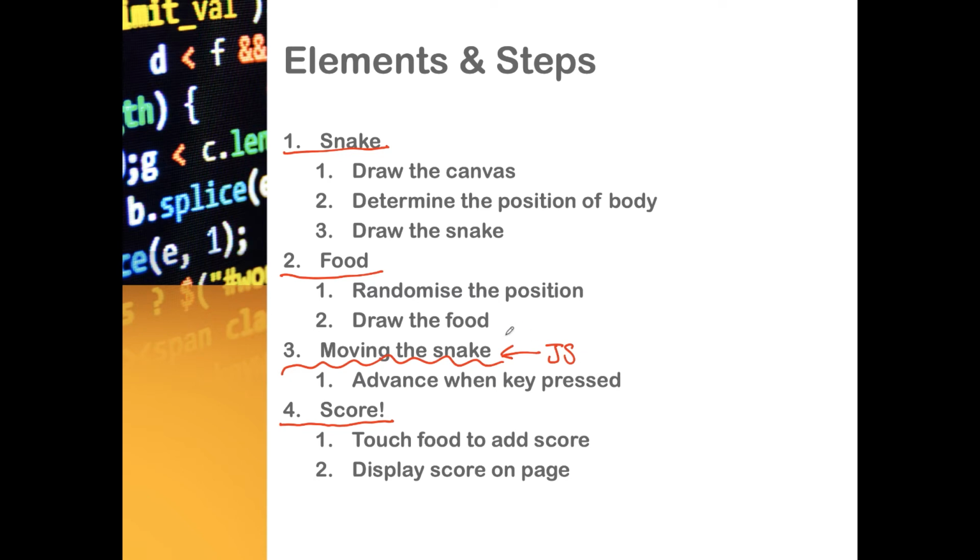And the third part, I think, is the most interesting and fun part, which is to advance the snake and how to detect a key. When the user presses a key, how to determine if it's an arrow key, if it's up, down, left or right, and how to move the snake according to what the user has pressed. And the final part is the scoring system. We know that when the snake touches the food, hits the food, eats the food, there will be an addition to the score. And we also need to learn how to display the score on the page.